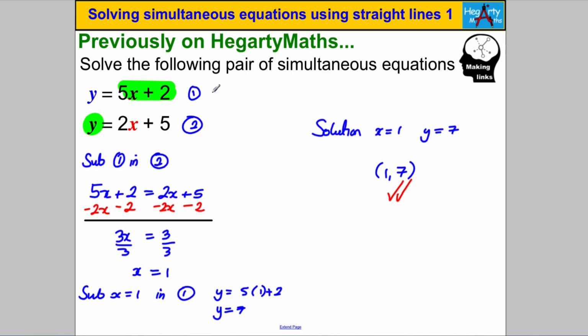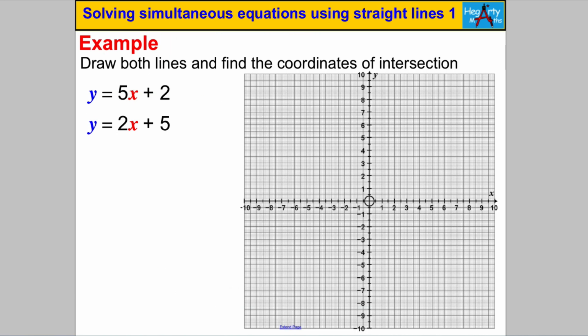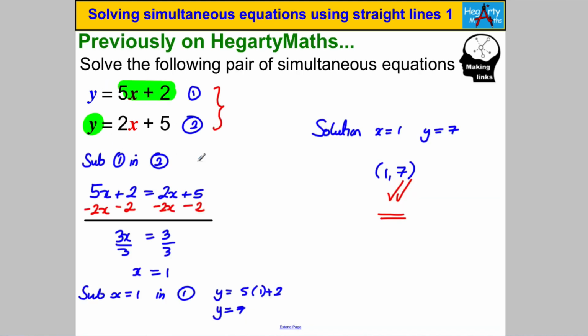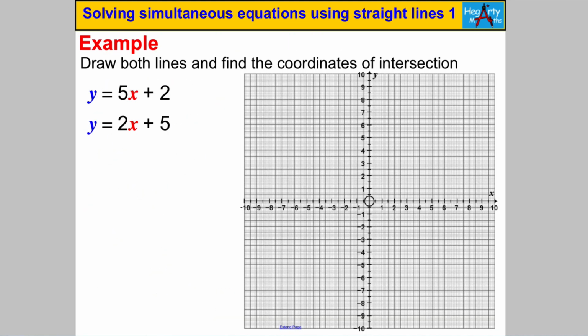Now this particular skill is about solving simultaneous equations using the graph, not the algebra. And I'm going to start by trying to solve this one where we know the answer, so I can show you that with graphs it works the same as with algebra. So let's go and do that. If I drew the lines y equals 5x add 2, and y equals 2x add 5, hopefully their intersection will be the same as what the algebra gives us here.